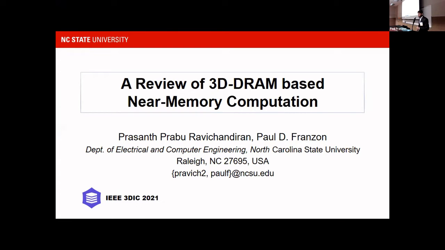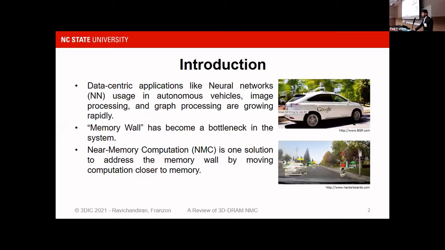Good morning to one and all. I'm Prasanth, as pointed out. I'm here to present our work on a review paper of 3D DRAM based near memory computation, which I've been working on with Dr. Franzon. There has been rapid growth of data-centric applications, especially graph processing, image processing, and even autonomous self-driving cars, which require a lot of computation to be performed in real time, within reasonable area and power constraints.